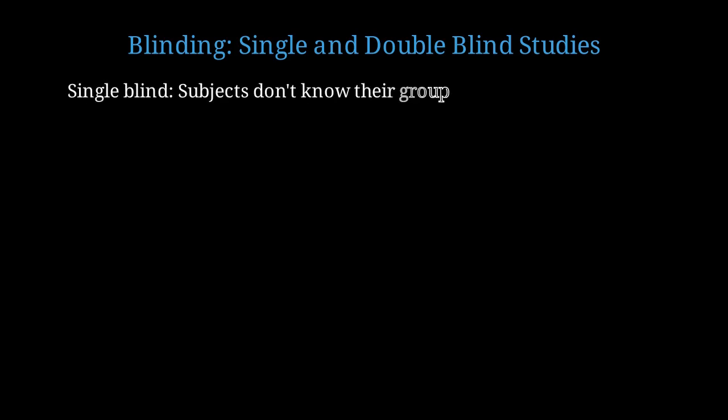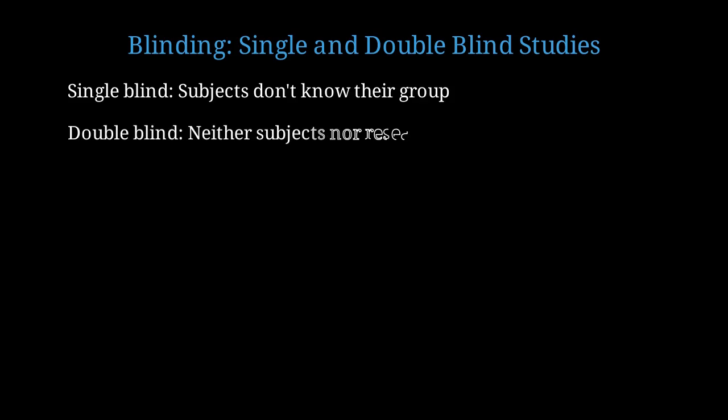We also need to discuss blinding, which enhances the validity of your controls. Blinding means subjects don't know which group they're in. In a single blind study, subjects don't know whether they receive the treatment or the control. This eliminates bias from subjects' expectations.